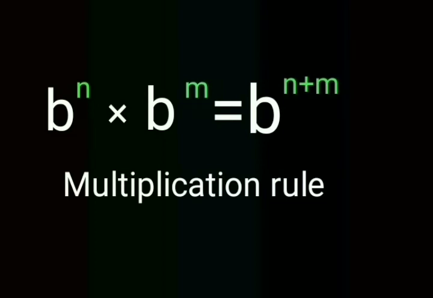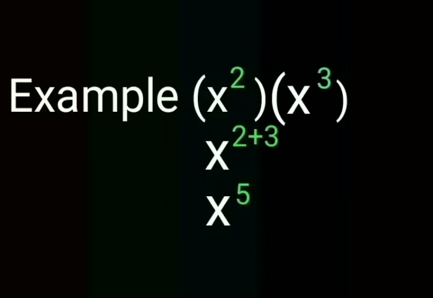Multiplication rule: any base b raised to the power n is multiplied by another b but raised to the power m. The result will be base b, and the exponents n and m are added. Example: x squared is multiplied by x cubed. The result will be x, and the powers square and cube are added, so the result is x to the fifth.